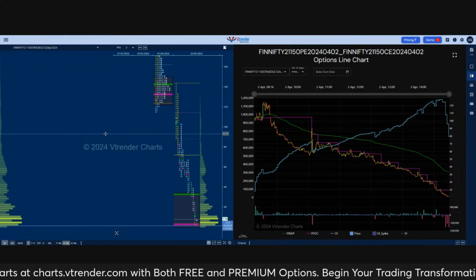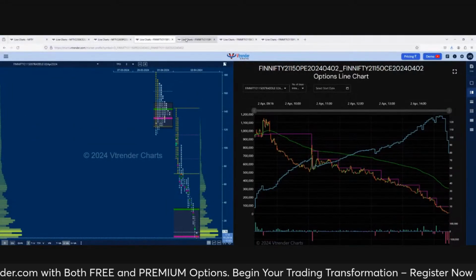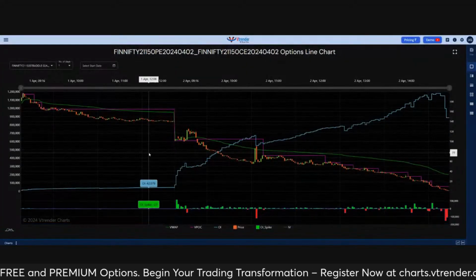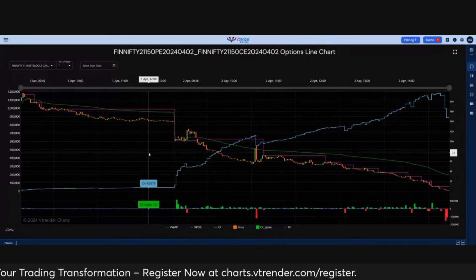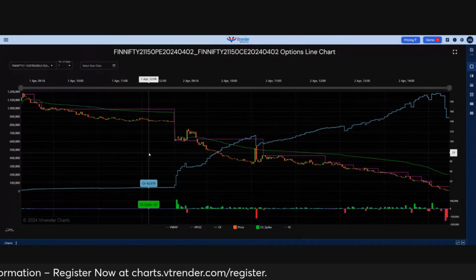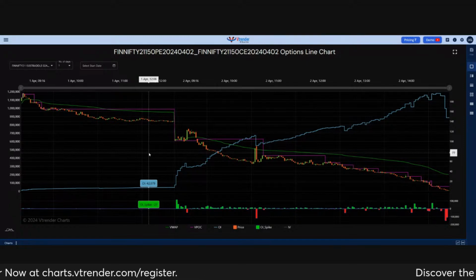So moving ahead with today's session, I would just want to put up the 21,150 straddle chart of FinNifty of today. So how the line charts will help us to identify whether it's a short gamma or a long gamma trade.